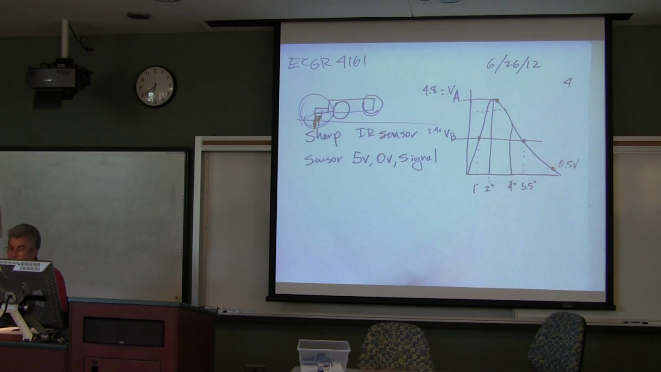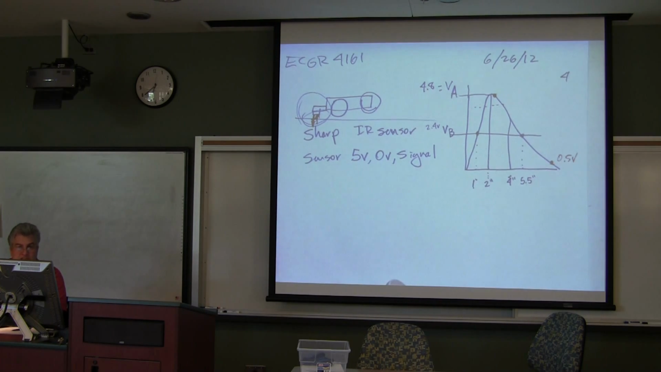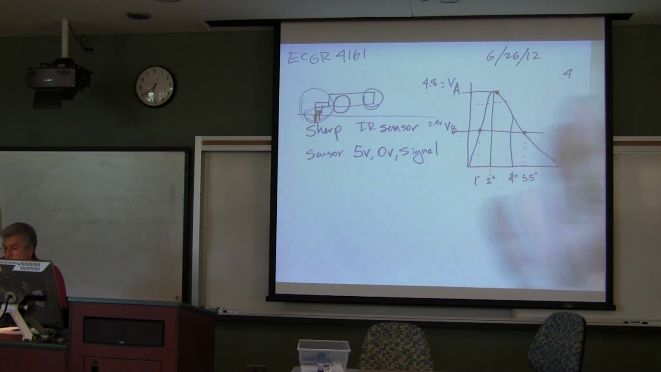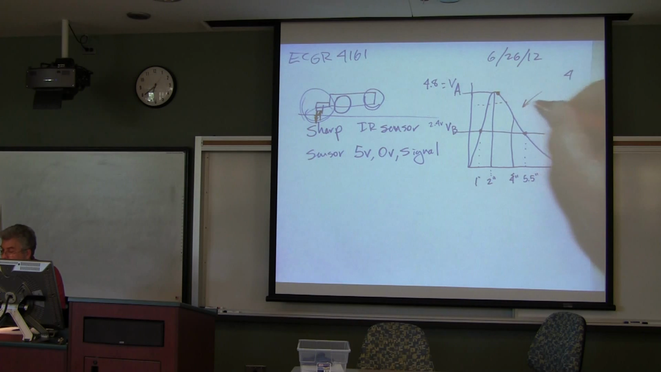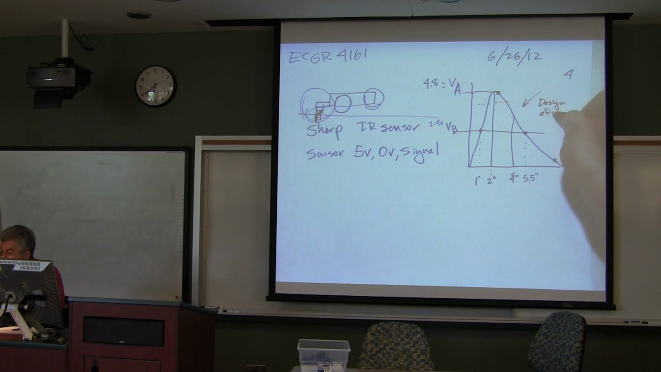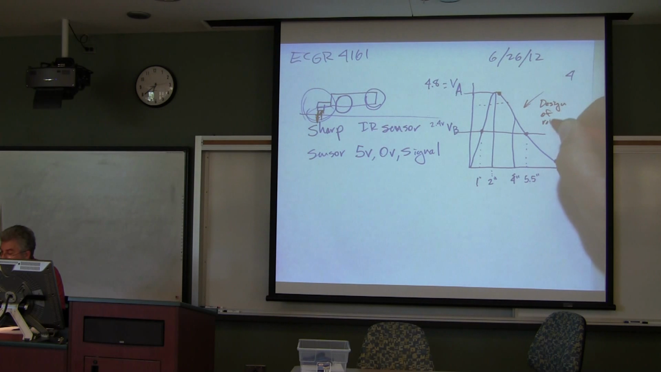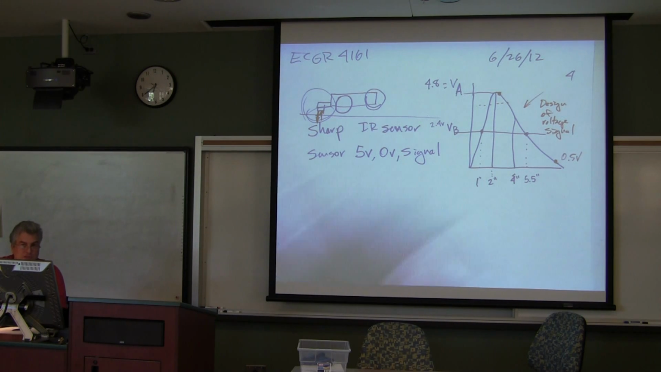So the whole idea of how you build your robotic systems using these sensors is you use the concepts of the design of your voltage signal to be able to do whatever that device is intended to do. In this case, it's an edge detector.